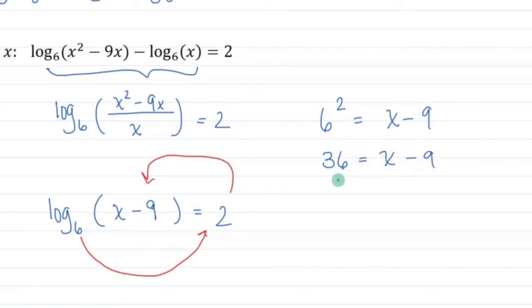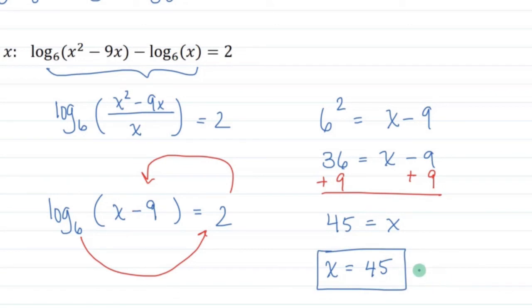And we want to get the x by itself. All right, so we can add 9 to both sides, and we get 45 equals x. Always have your answer with the variable on the left, so we'll flip it around. x equals 45. And there you go.